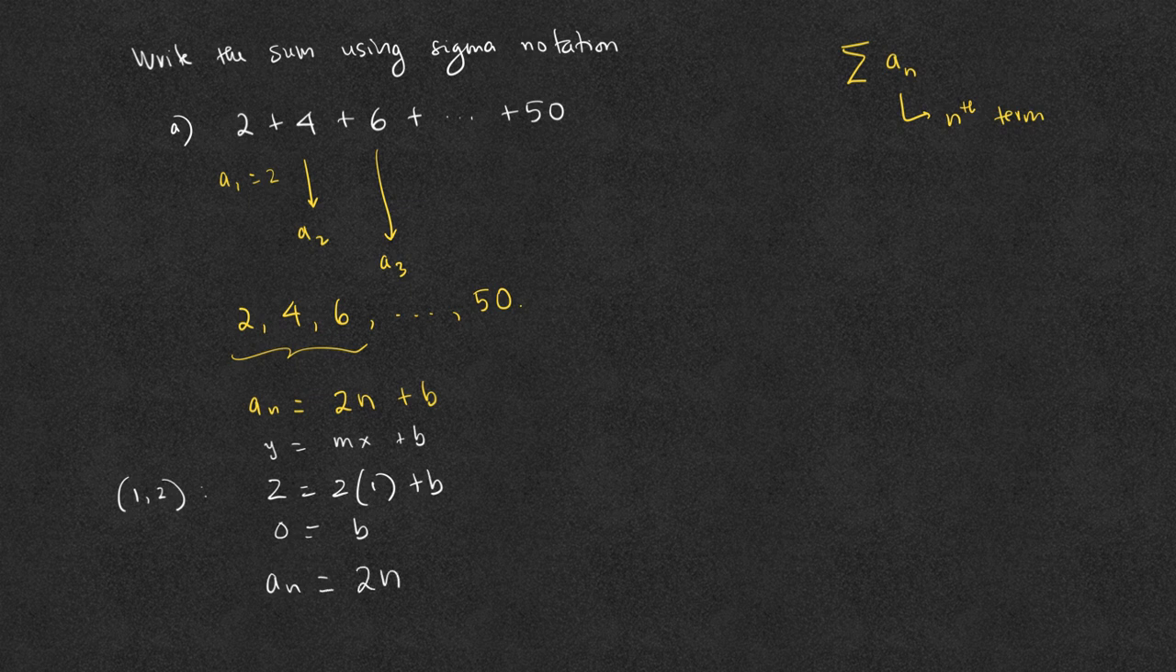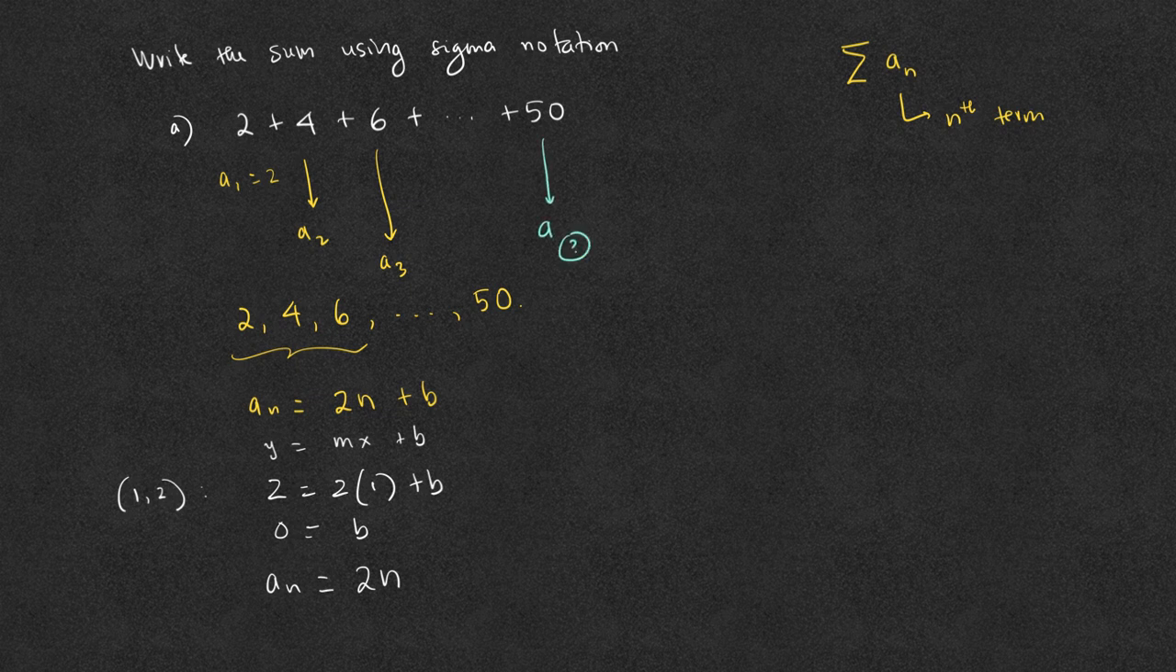Don't forget to check this. When n equals 1, 2 times 1 is 2. When n equals 2, 2 times 2 is 4. When n equals 3, 2 times 3 is 6. And so we know that this sum starts with the first term a sub 1, but then we also need to know the last term in this sum. This is a sub what?